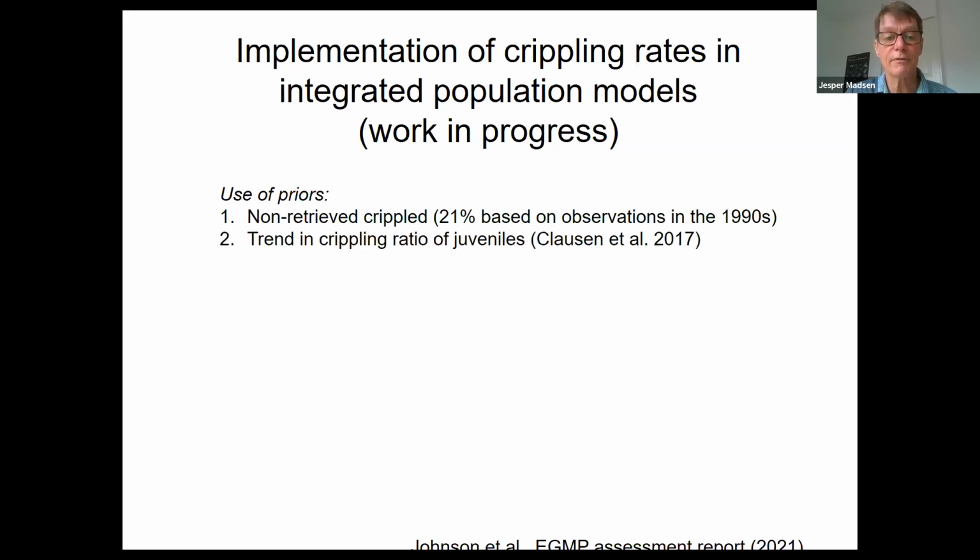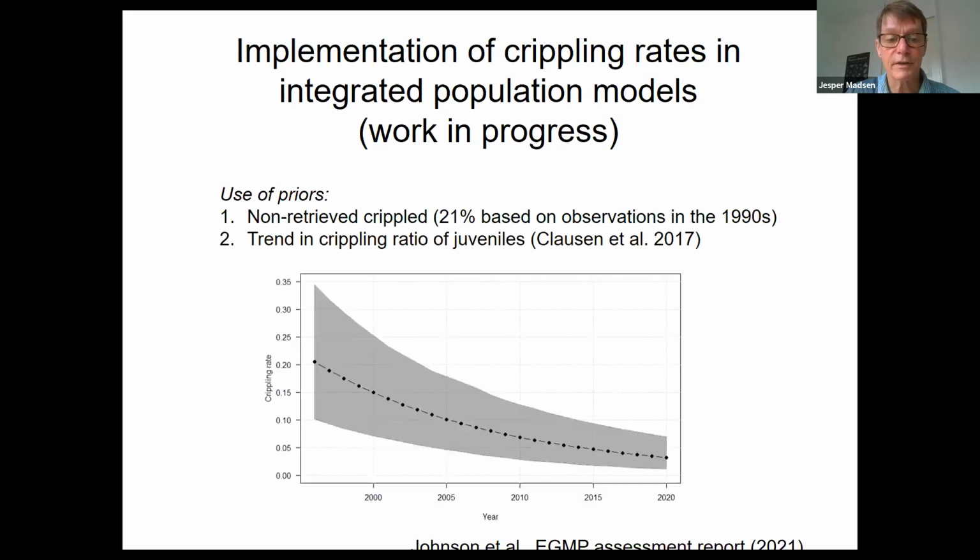that we also have the trend in the crippling ratio of the juveniles. Kevin will explain that to you in a few minutes. But based on these two priors, we can actually predict that the crippling rate of the seriously crippled birds is going down like this, from the 21% back in the 1990s to around 5% nowadays.